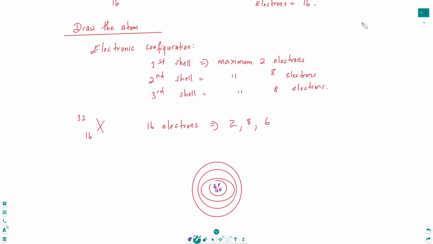Now, as for my electrons, I'm going to start on my first shell. So my first shell has 2. So let me just put my 2 electrons. I'm just going to use X's to represent them. And then the second one has 8.